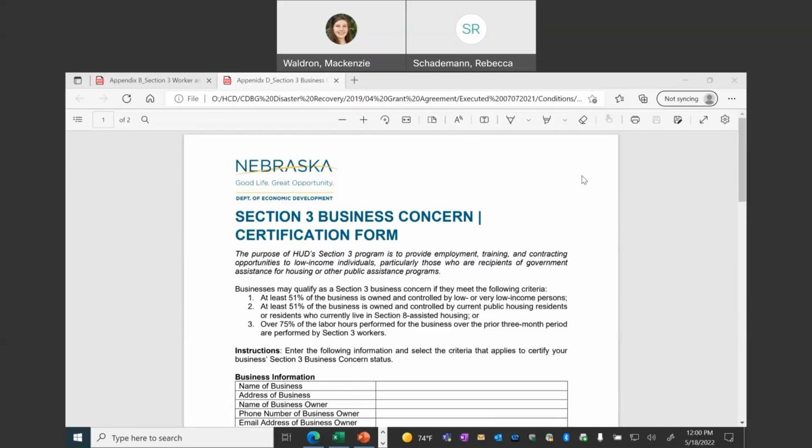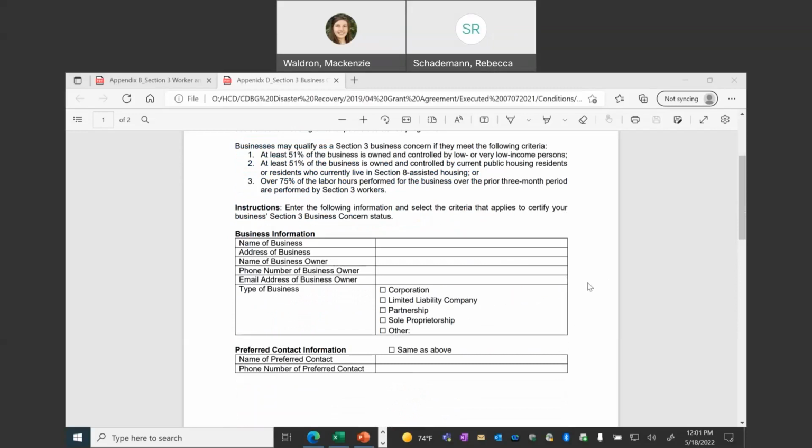So next up, we have displayed here the Section 3 Business Concern Certification Form. This form is completed by the business if they want to qualify as a Section 3 business concern and they believe they meet one of the following criteria. Number 1, at least 51% of the business is owned and controlled by a low or very low income person. 2, at least 51% of the business is owned and controlled by current public housing residents or residents who currently live in Section 8 assisted housing. Or 3, over 75% of the labor hours performed for the business over the prior 3-month period are performed by Section 3 workers. So in order for a business to qualify, they need to meet at least one of those.